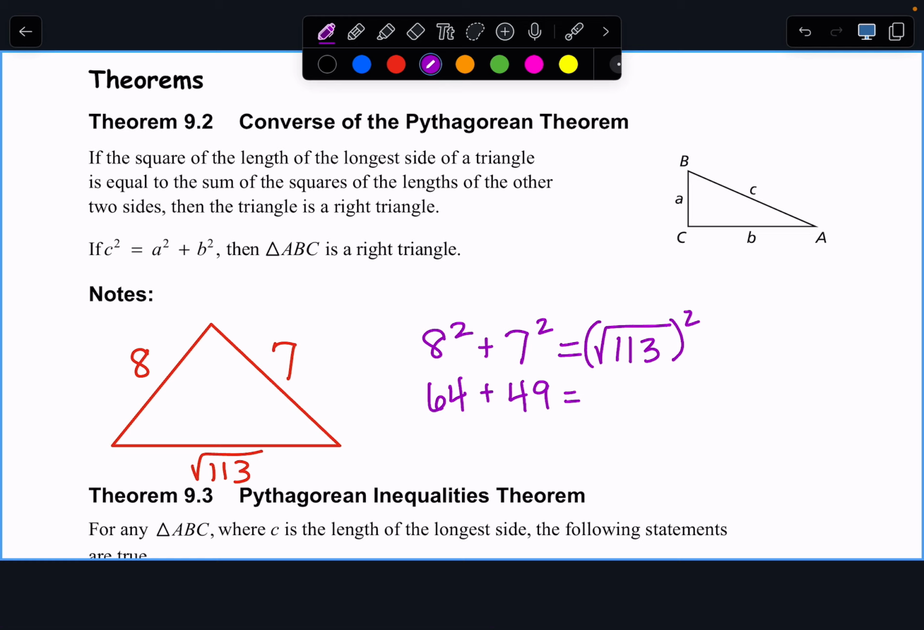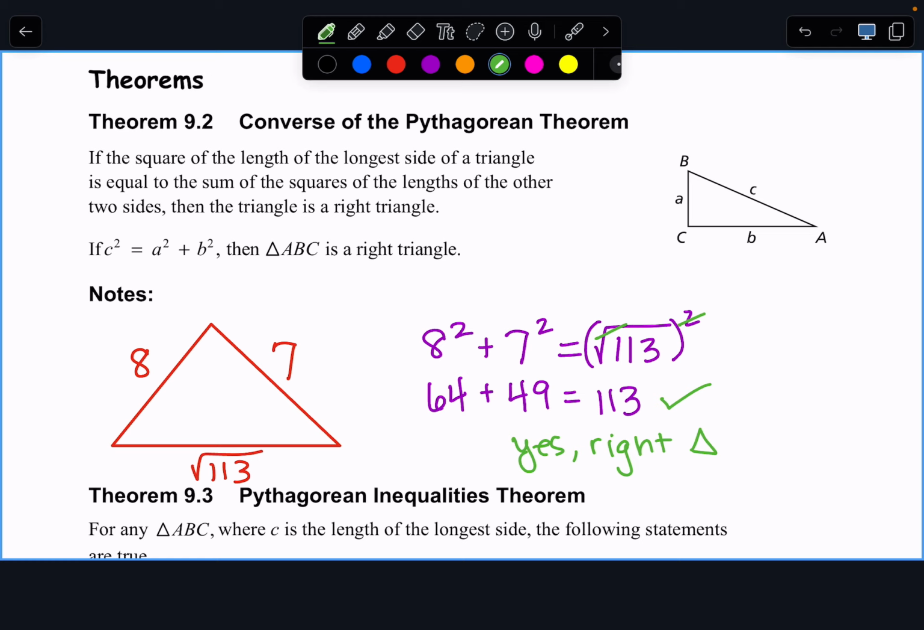What's the square root of 113 squared? You could just do 113. So that's great.